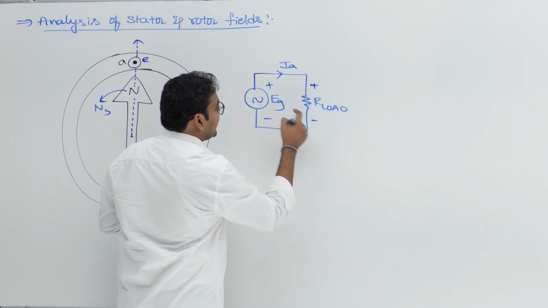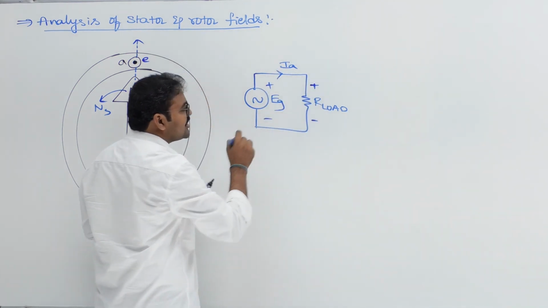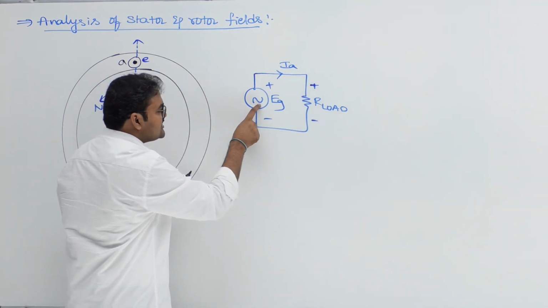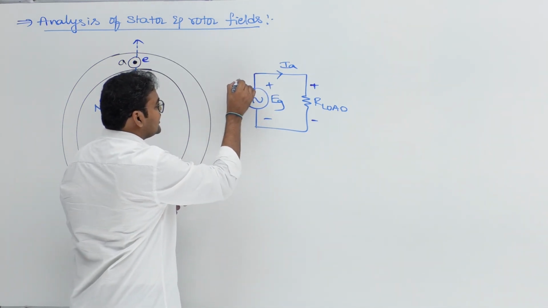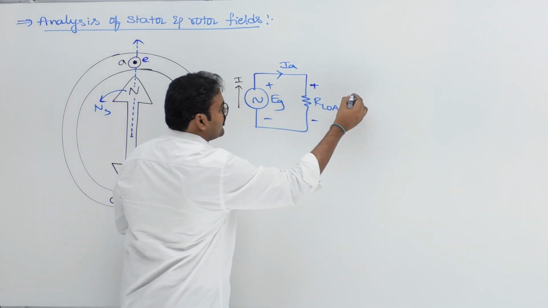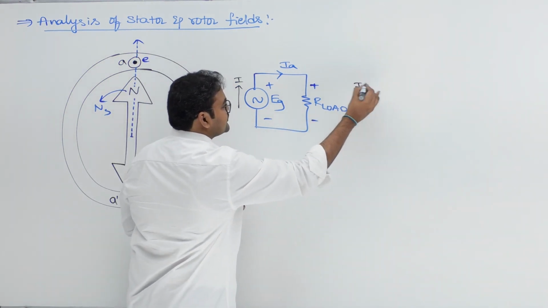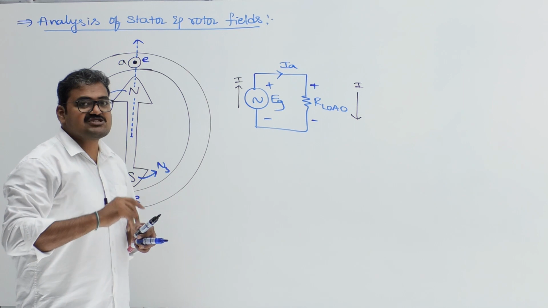Because you see, can I give the polarities like this based on the current flow? In this generator, what is the direction of current? Look at the arrow mark. This is the direction of current. In this load, the current is in downward direction. Then what about voltage polarity?